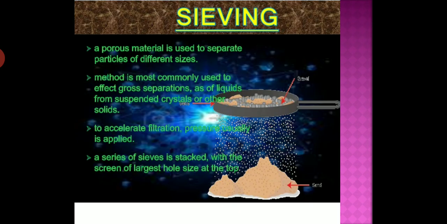You can do this with wheat flour. You add the mixture, it is placed on the mesh and shaken or stirred, and particles smaller than the holes of the mesh pass through, while the larger ones stay on the mesh. Gram can be separated from the wheat by this method. This is a very common method. You can see this method at home.